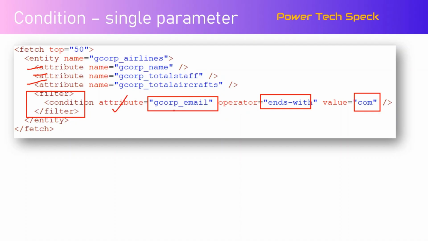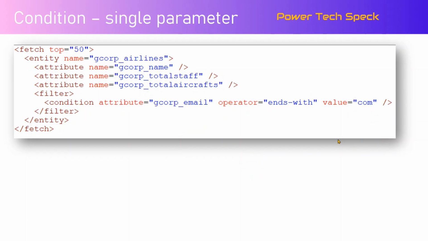Here you have two operations. Basically, you have the attribute, then the operator, and then the value. In my previous example, we had just the attribute and then the operator, and that's why I say it is a single parameter.